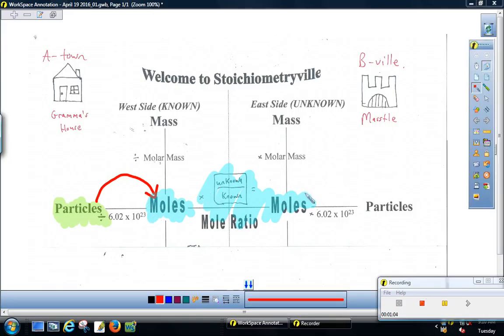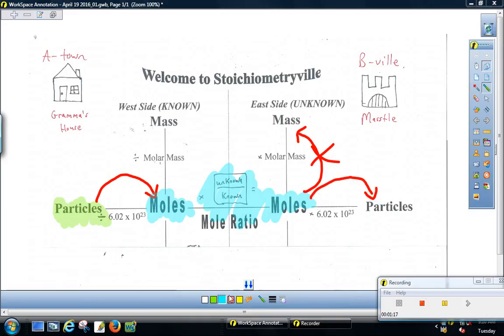And then if the question asks for you to solve for mass, we could multiply by the molar mass. But in the problems that we're going to do today, I'm going to ask you to solve for how many particles of product we can make. And so we've got to multiply by 6.02 times 10 to the 23rd to convert back into particles. Alright, so let's go ahead and get started.